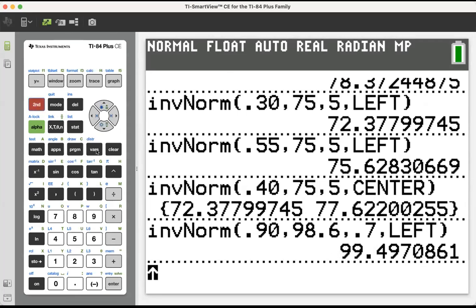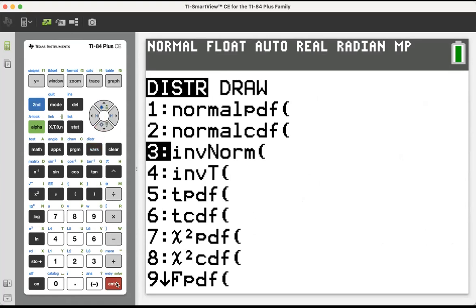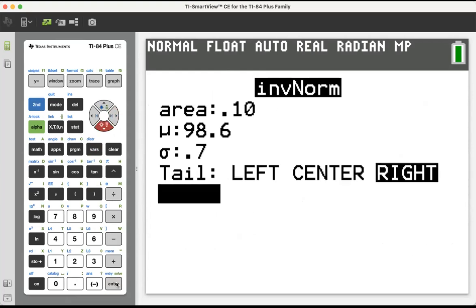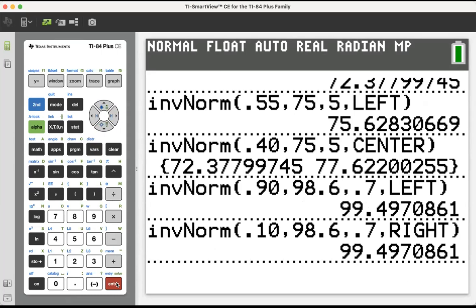And let's do inverse norm with 0.10 area on the right. And it's the same exact number. Okay, so inverse norm is flexible like that. You can do either side. When the problem provides you with the word percentile, you understand it to mean area on the left, but you can easily subtract from 100 and recognize the other percentage is the area on the right.